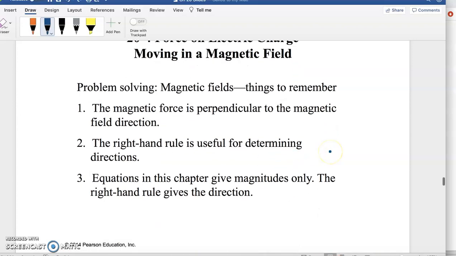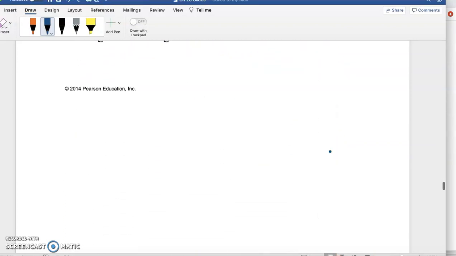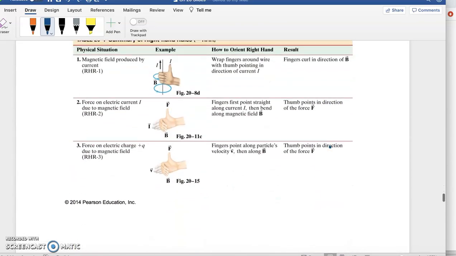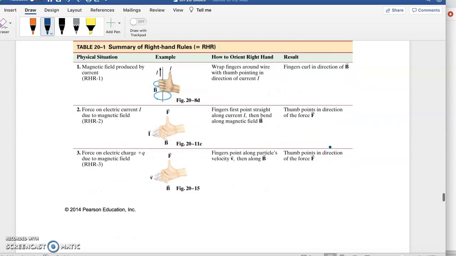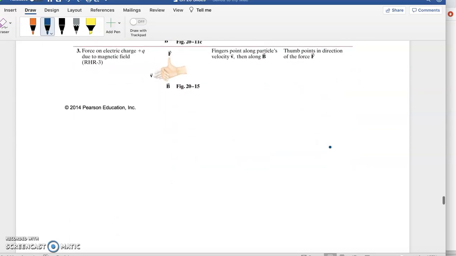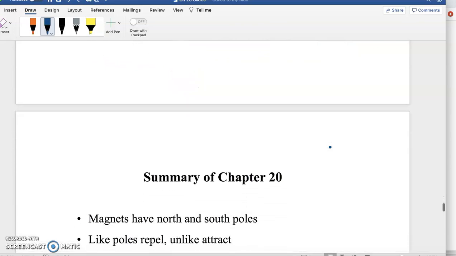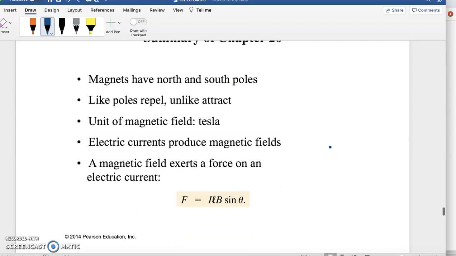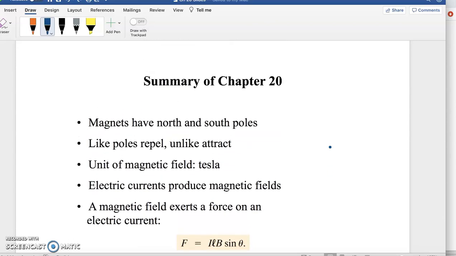Hello guys, as I promised you, I will record a YouTube video or two about chapter 20, and I will focus on the main points in chapter 20 that we are concerned about. I want to start with the summary of chapter 20. As we mentioned in class, chapter 20 is about magnetism.